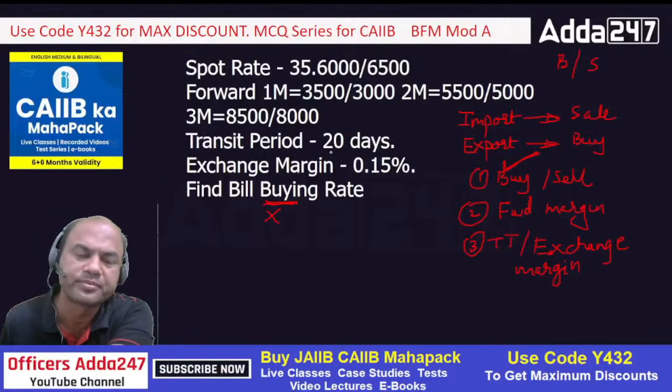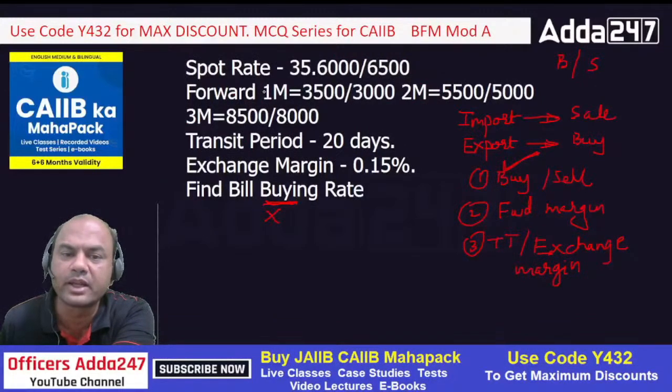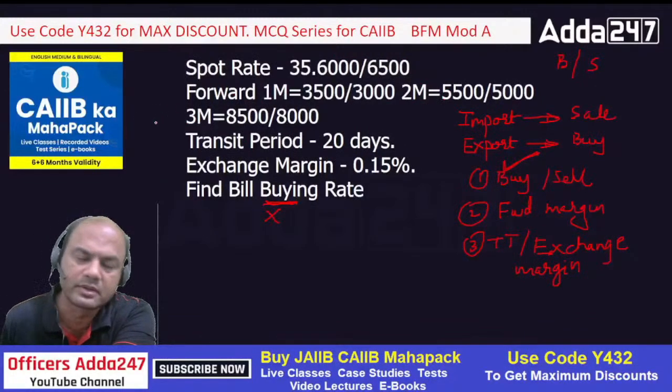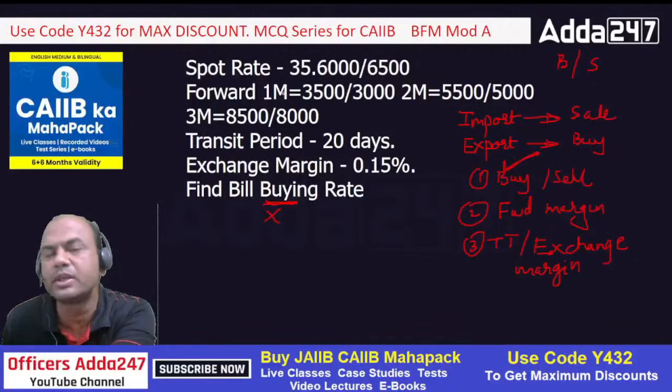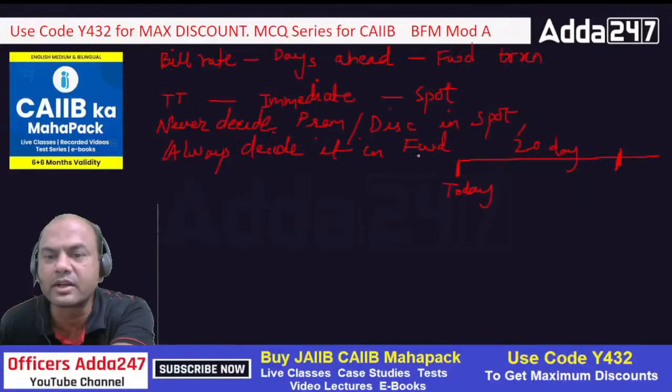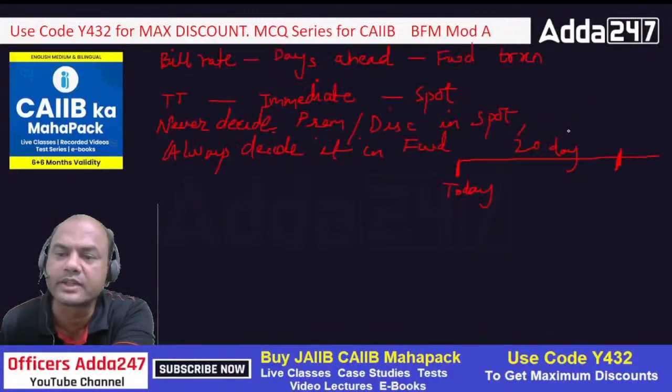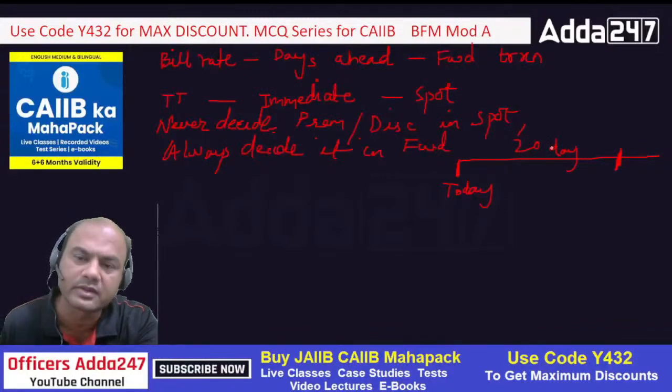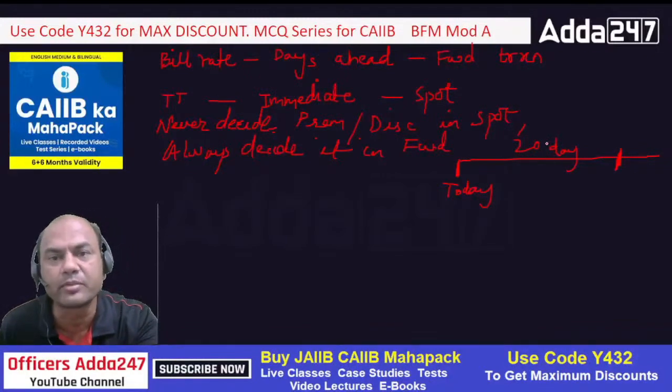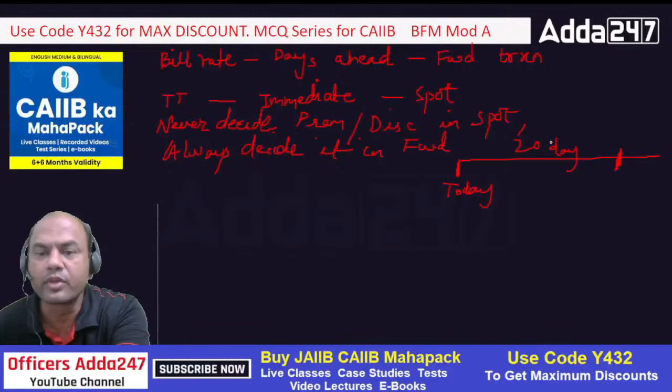We studied this yesterday. Now in this case, tell me, which rate will I take? 1 month, 2 month, 3 month? 1 month means 30 days. The transaction is in 20 days, so it will definitely fall in 1 month. So I'll definitely take the 1 month rate only.